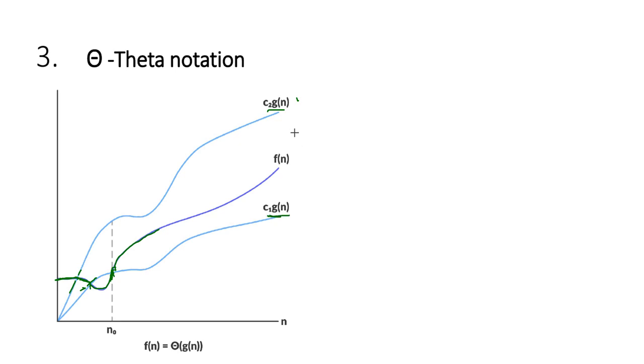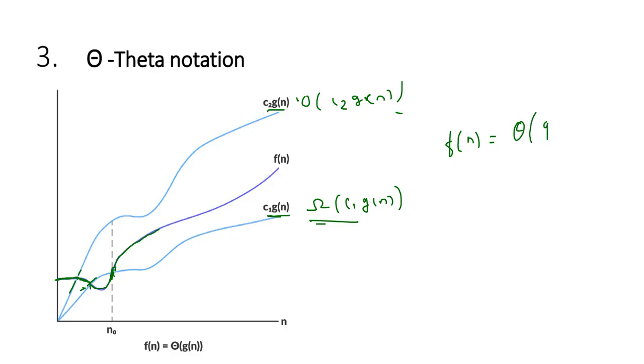We can also say that f of n is big O of c2 g of n, and f of n is again big omega of c1 g of n. Okay, so this is another way of representing it. If you have both big O and omega notations, then we can directly say that f of n is a theta bound, theta notation, with respect to theta of g of n. Okay, so this is our f of n. So let's go to the next slide.